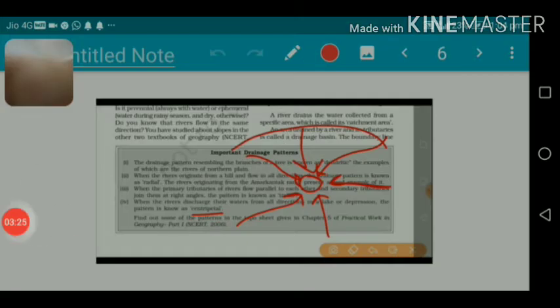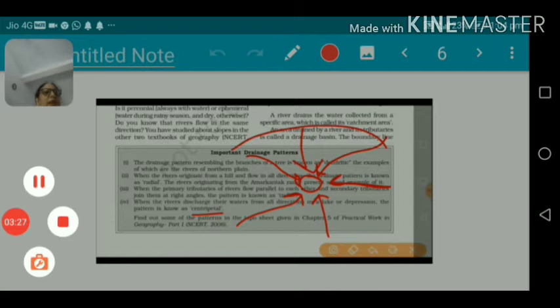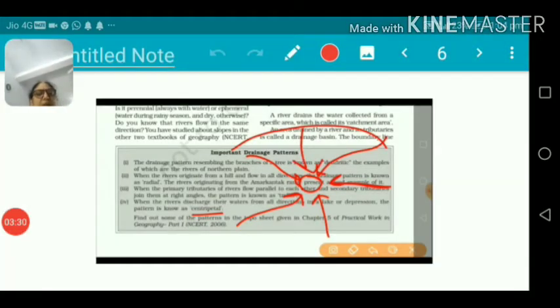And our next type of pattern is when the rivers discharge their waters from all directions into a lake or a depression. This pattern is known as centripetal. It is just the opposite of what we have studied about the second type of river pattern, that is radial. From the center, its tributaries flow in all directions, 5, 6, 7 directions. But this is just vice versa.